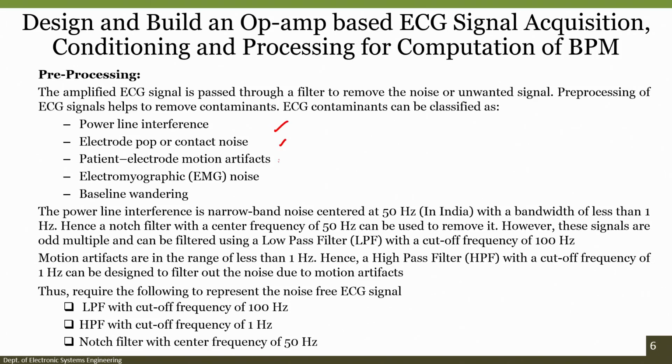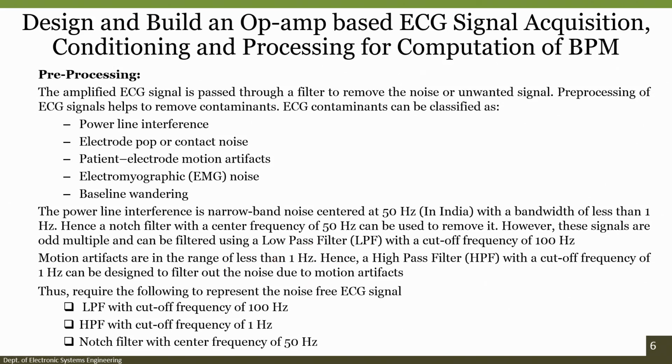So, there are several contaminants. We have just seen 1, 2, 3, 4 and 5, and then the power line interference, a narrow band noise around 50 hertz, which we have talked about. We can develop a notch filter centered at 50 hertz. However, the other signals are odd multiples and can be filtered using a low pass filter with a cutoff frequency of about 100 hertz. Since these are below 100 hertz, we can use a low pass filter. The motion artifacts, which are another contaminant, are in the range of less than 1 hertz, hence a high pass filter with a cutoff frequency of 1 hertz can be designed to filter out the noise due to motion artifacts.